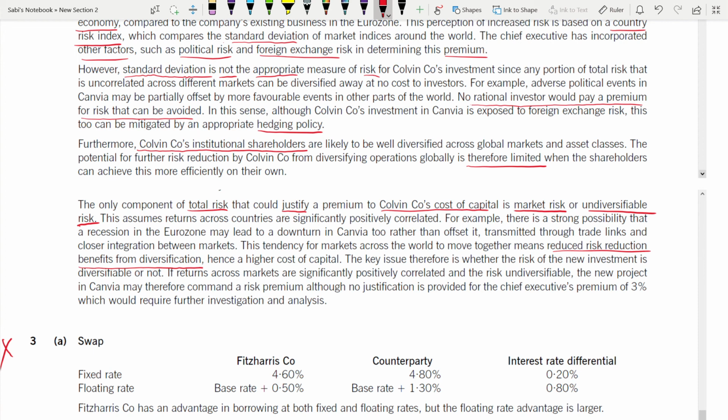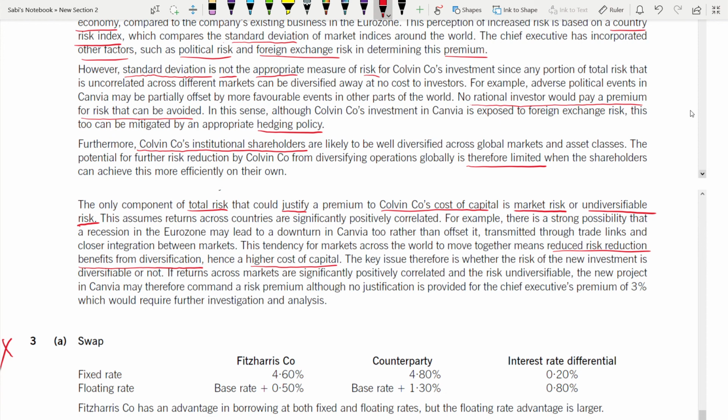Because if one market suffers, the other market also will suffer. How will you reduce your risk? It should be the other way around. If one market suffers, I can gain from the other market. Then it's okay, if it is negatively correlated. But if it is positively correlated, both go in the same direction. You cannot benefit from there. Positive correlation means both are going in the same direction. One increases, the other one increases. One falls, the other one falls. So hence a higher cost of capital. Yes, if you go and diversify, higher cost of capital only.